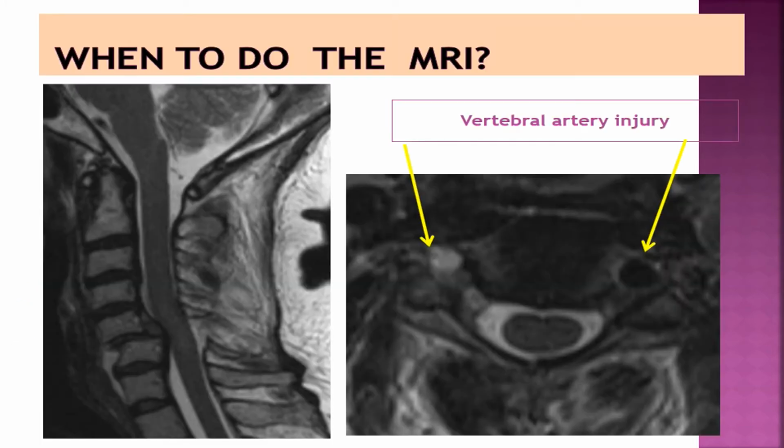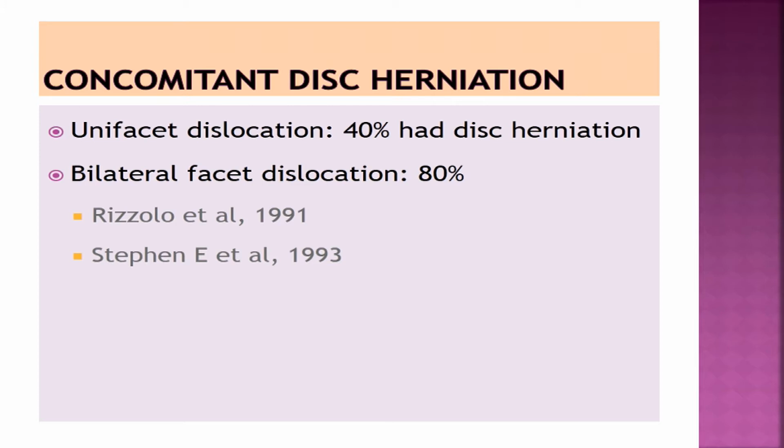The MRI not only gives you an idea about the disc, it also gives you an idea about the posterior ligamentous injury. Is there a hematoma in the spinal cord? Probably some signal changes in the cord, and by carefully looking at the MRI, it also gives an idea whether the vertebral artery is injured. The major importance of MRI in cervical spine injury lies in identifying disc herniation, because we do know that in unifacet dislocation there is a 40% chance of disc herniation, whereas in a bilateral dislocation it could be as high as 80%.